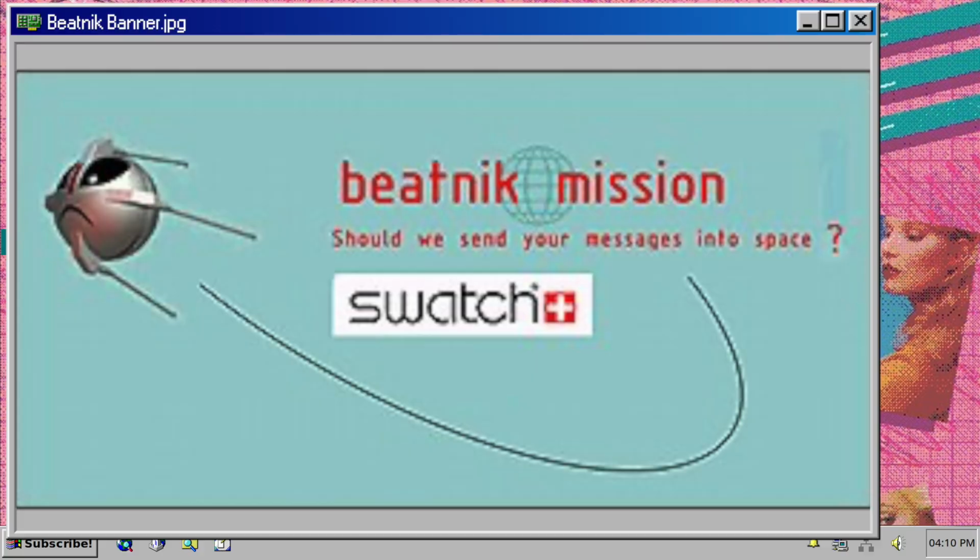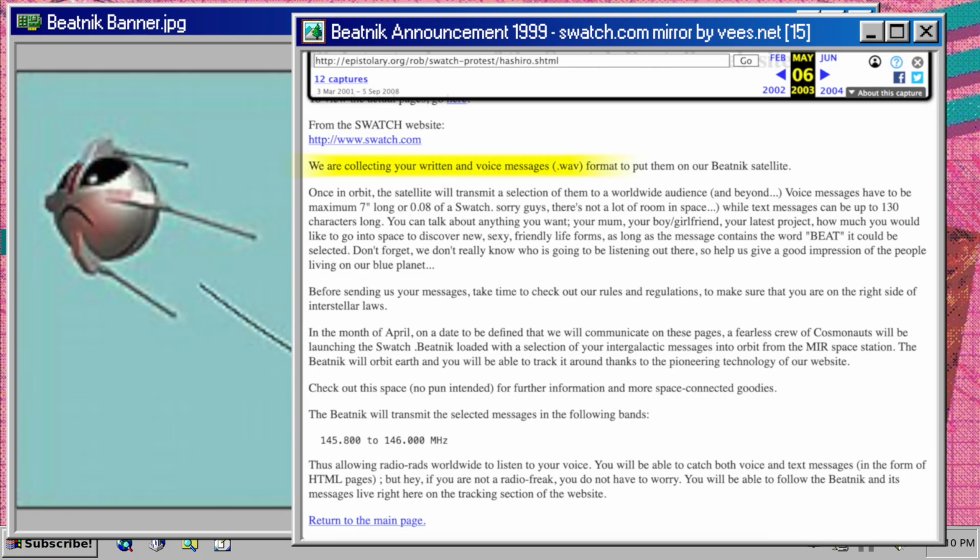Swatch published the Beatnik project on their website in early 1999, announcing that they were going to launch a satellite carrying voice and text messages from the public. On the announcement, they invited people to submit messages online, with the only requirement being that the messages include the word beat to be considered for selection.